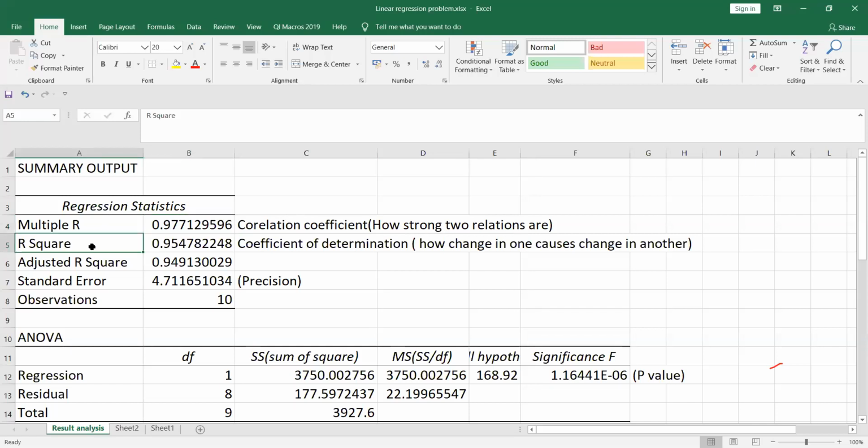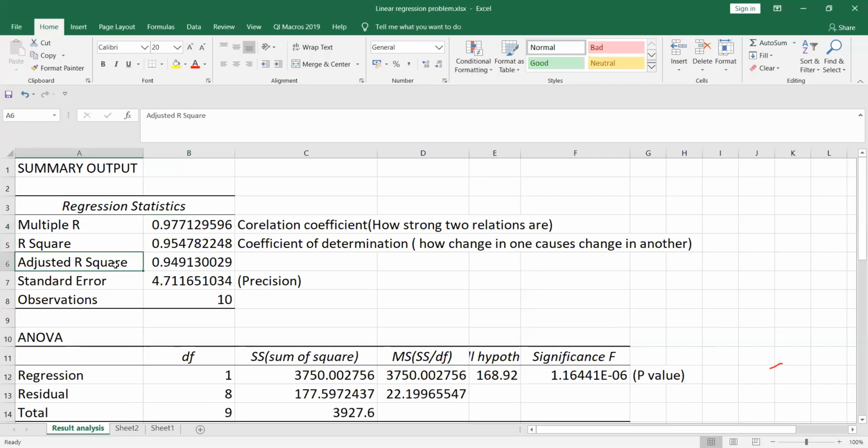R square is the coefficient of determination. I am not only relying on the correlation coefficient, but I want to know how a change in one causes a change in another. I just want to know whether a change in the X value is causing a change in the Y value also. So is it handling the variance or not? That gives me the R square value. It is the same as the cross product of the observed and the predicted. The square of the error which we got will give you the R square value.